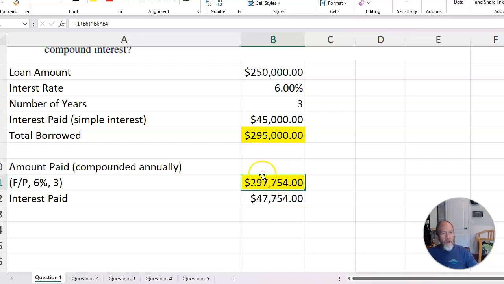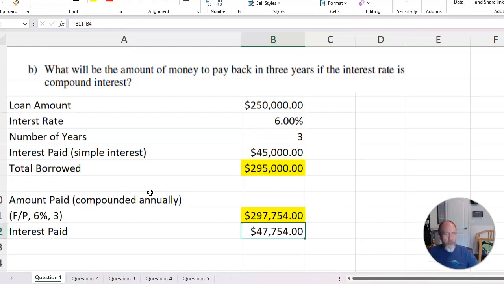Multiply that number times the total loan amount, and you're going to get a future value of the original present value of $250,000 to be $297,754. If you subtract the original loan amount from that, you'll get the amount of interest paid, if you needed to know that.